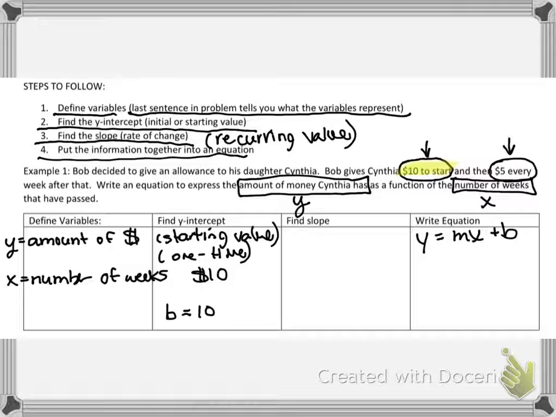After that, what does he give her? Well, he gives her $5. So this $5 is a recurring value because every single week she gets $5 more. So that's going to be the slope of our equation.